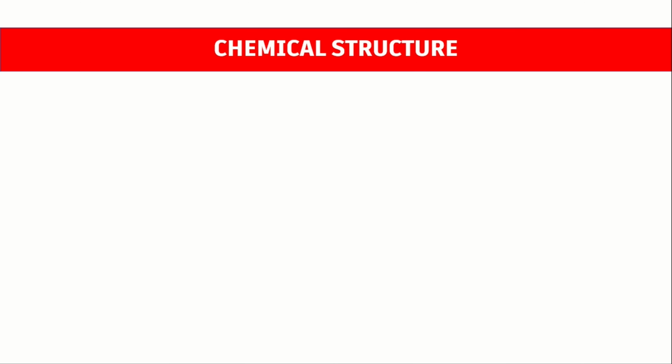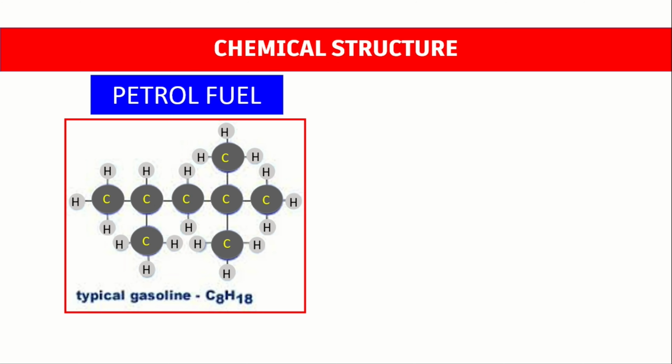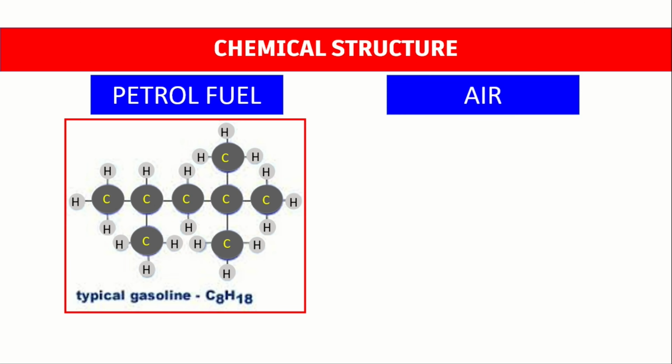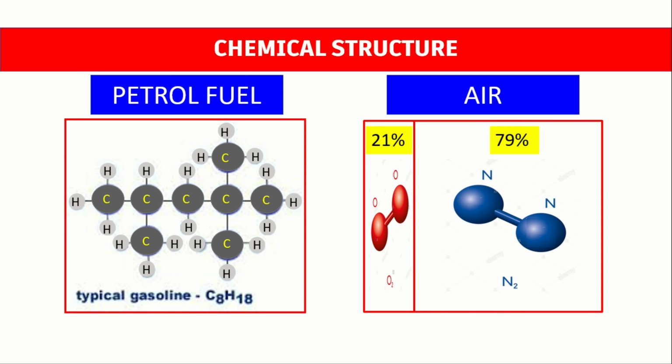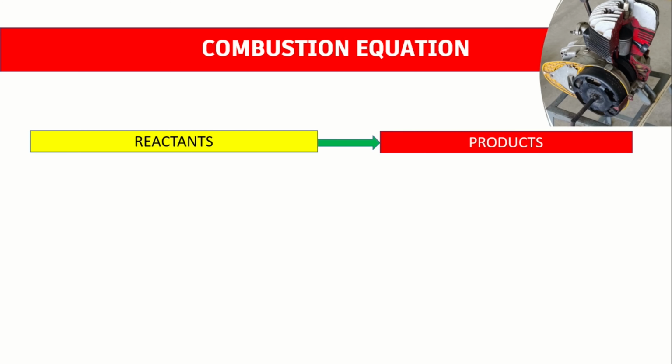The chemical formula for the petrol or gasoline fuel is C8H18, and the figure shows the chemical structure. For the air, we have a composition of 21% oxygen and 79% nitrogen. In the combustion equation, we have a left side and a right side. This is a reaction, therefore we have reactants on the left side and products on the right side.